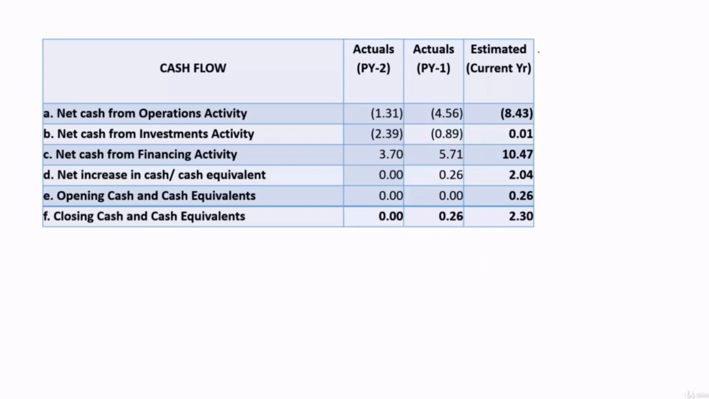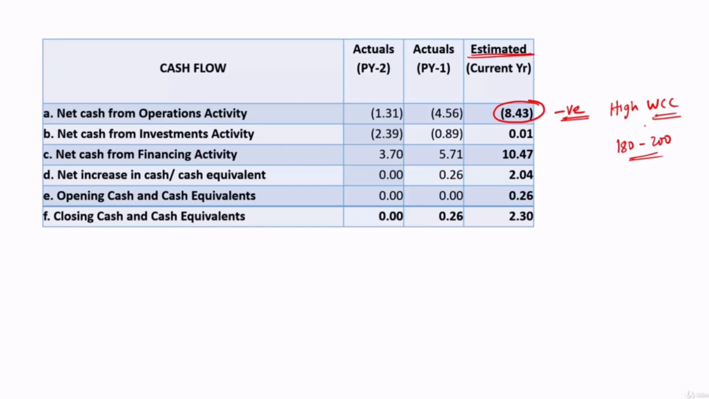Then what they are estimating, we'll see that as well. For the next year, they are estimating net cash from operational activity negative 8.43 crore. So what is estimated itself is negative. It is possible that this can be accepted by the sanctioning authority also, because there are some business models which will have a high working capital cycle. It may be in the range of 180 to 200 days. The margin, profit making capacities of those businesses will be very thin.